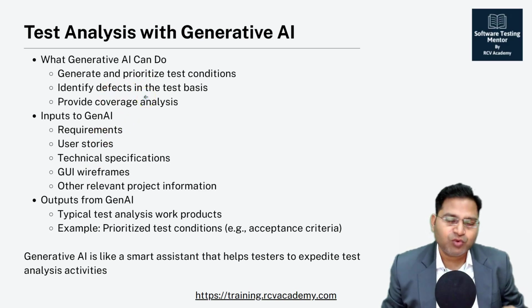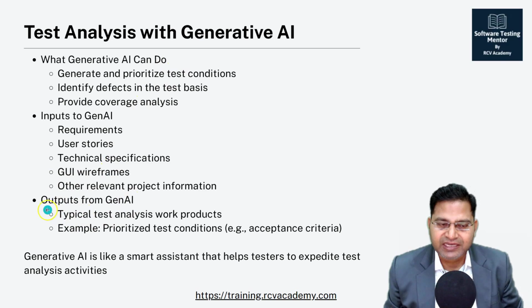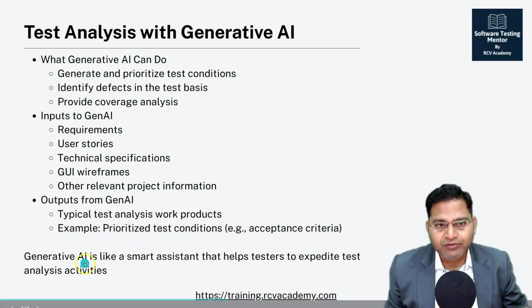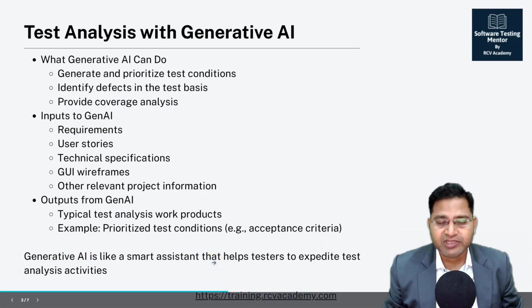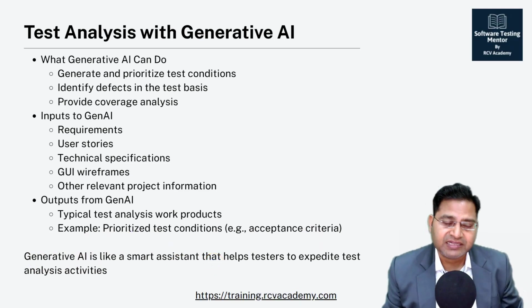For test analysis, whatever relevant documents you need, you can input to the GenAI. Then, based on the good prompt that you write, what you want to achieve, and what you have input, the GenAI will provide you the output. For example, if we talk about test analysis, it will provide you the test analysis work products, such as prioritized test conditions, that means the acceptance criteria. So it's kind of a smart assistant that helps testers expedite the test analysis activities.